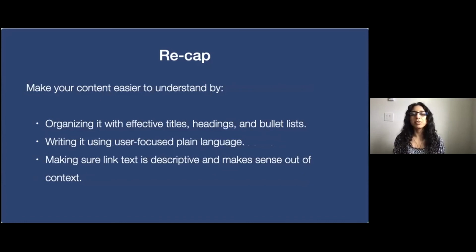I'm hoping that through the examples that I've worked through, you have an idea of just how transformative it can be for your content when you organize it well on the page, and when you write in a way that's easy for your users to understand and act on, and also when you use effective and descriptive link text.